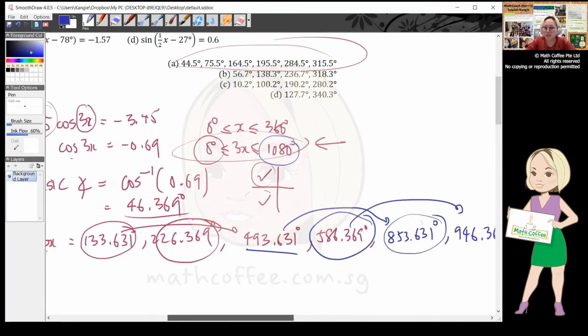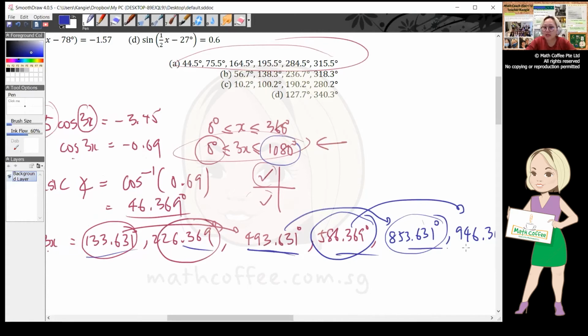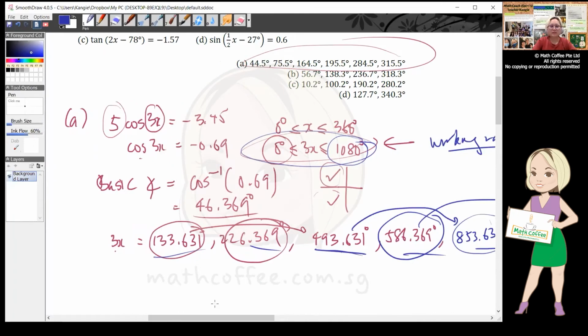And I know that I will have 6 answers because all these 6 answers are within my working range. That's why my working range is important. My working range will determine I need to work until where. Those which are not within my working range, I can just ignore them. Understand? So I have 6 answers for this case.